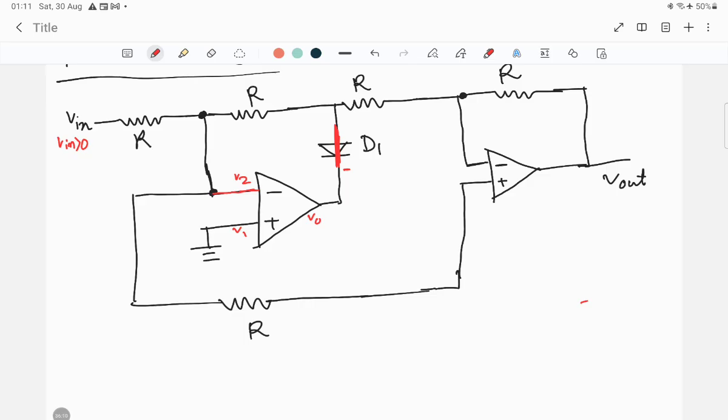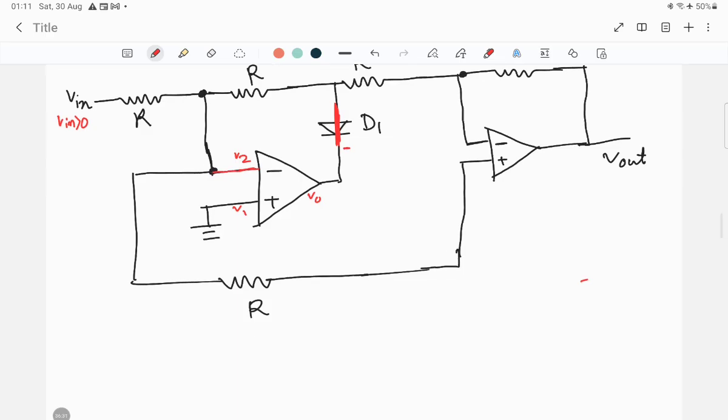Right now, if we try to see what will be the voltage of this particular circuit, if we utilize the virtual ground concept, in this particular configuration there will be 0 volt.